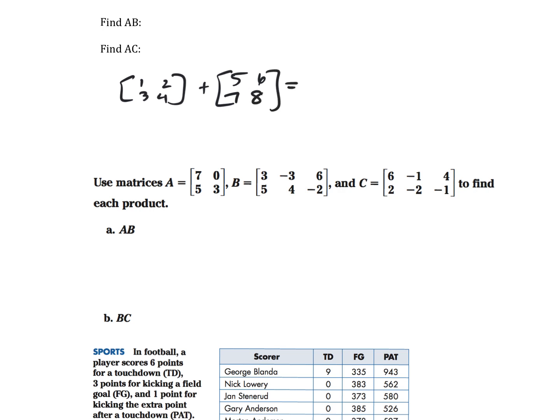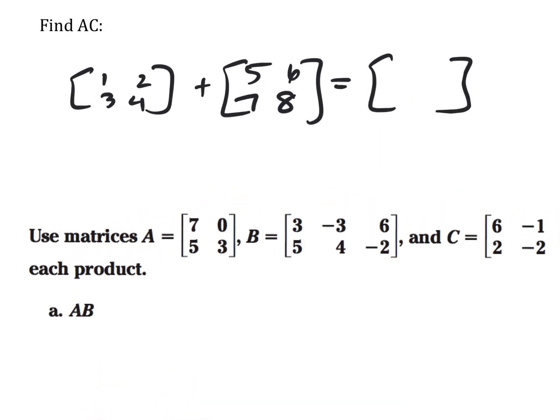Can I add those? Yes. What would my answer be? 6, 8, 10, 12. Bob, how'd you get that? Adding the 1 and 5. Exactly. The things in the same locations get added together. Agreed.